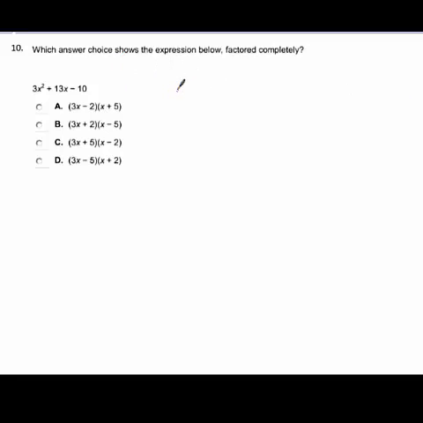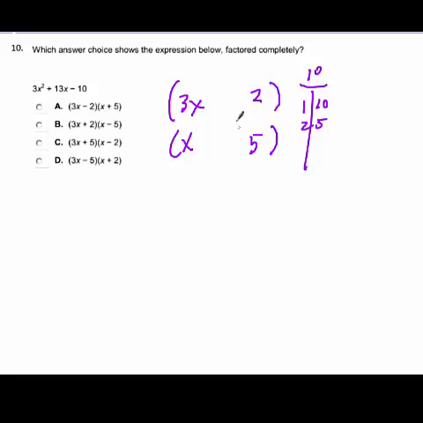Okay, for 10, let's go ahead and just factor this out. So I got 3x and x. And we want factors of 10, so I know it has to be either 1 and 10 or 2 and 5. Let's try the 2 and 5. Let's try 5 and 2 here. And we need to make a positive 13, right? So that gives me 15, that gives me 2.